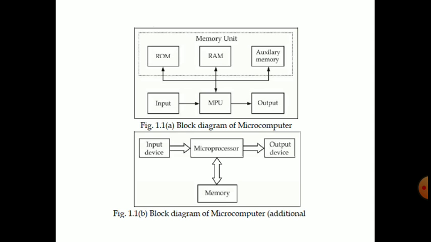And the same figure 1.1a is represented in figure 1.1b as the block diagram of a microcomputer with an additional memory unit. We have the input device, the bus is connected to the microprocessor, and the output device is connected to the microprocessor, and they are unidirectional. The memory unit has a bidirectional bus which is connected to the microprocessor. So this is the explanation. Actually, these are the connections of this block diagram.